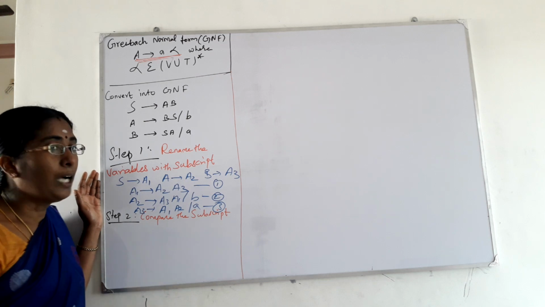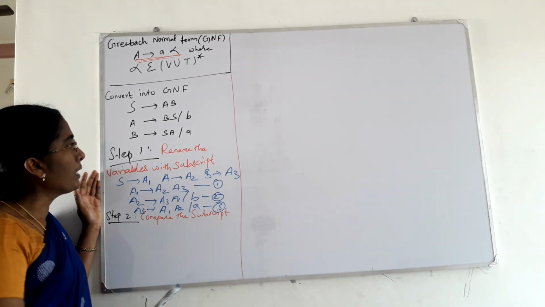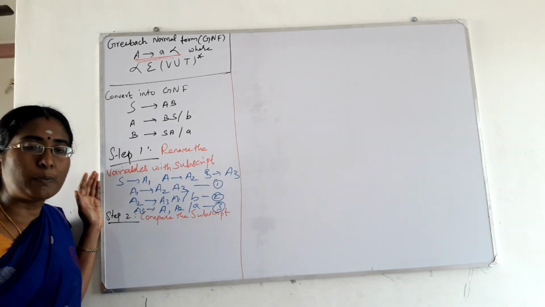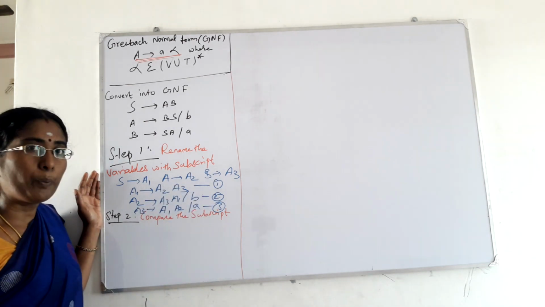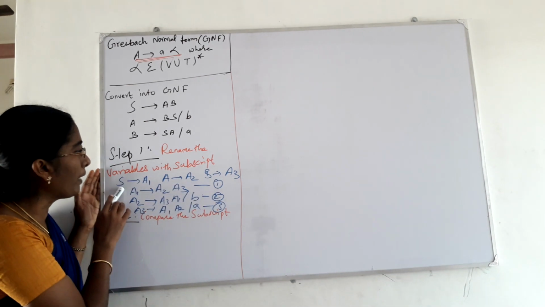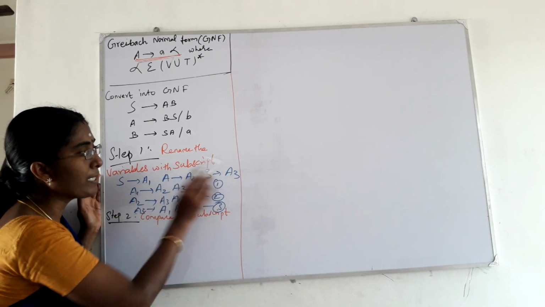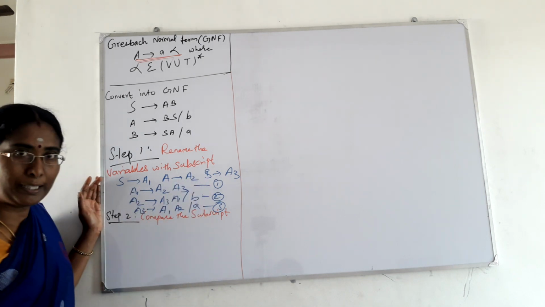Now we will see how to convert the given grammar into Greibach normal form. First step is to rename the variables with subscripts as A1, A2, A3. Like that we will rename the variables. Here we are renaming the variables as S as A1, A as A2 and B as A3. Now after renaming the variables the productions will be like this.